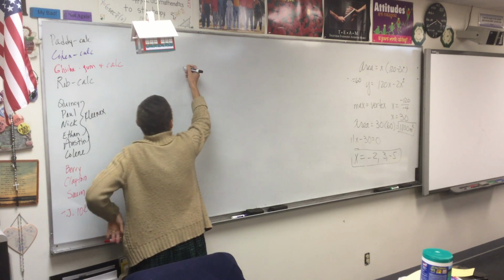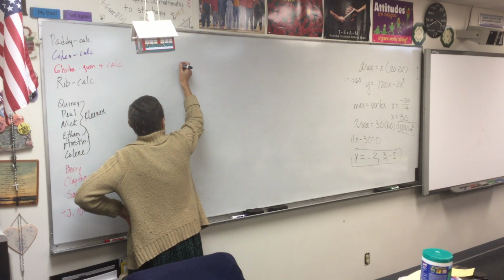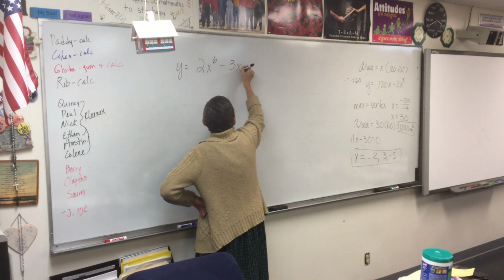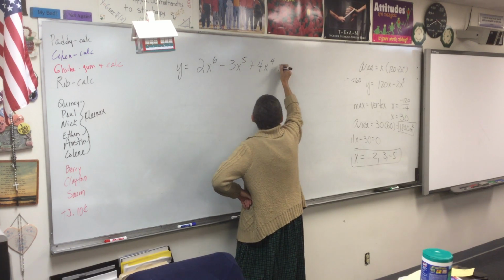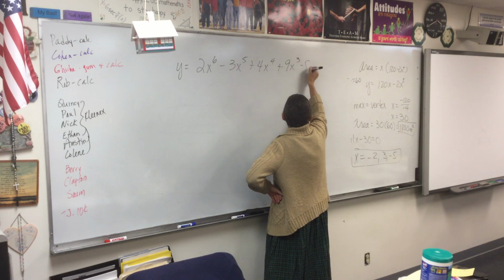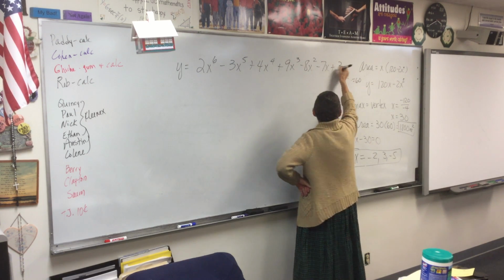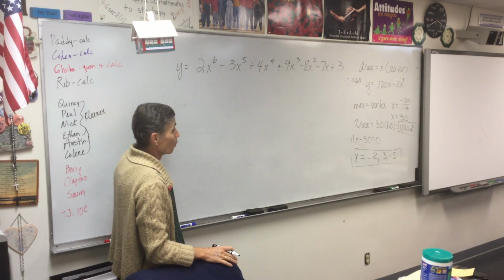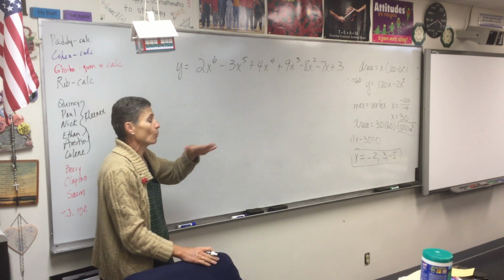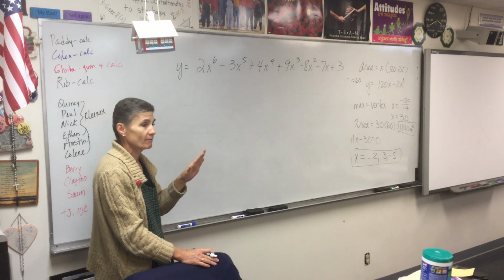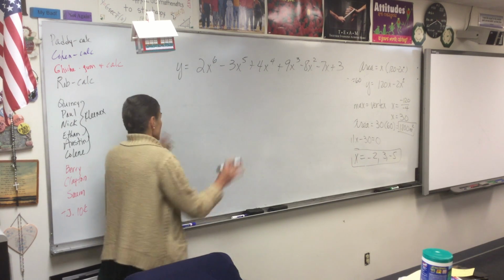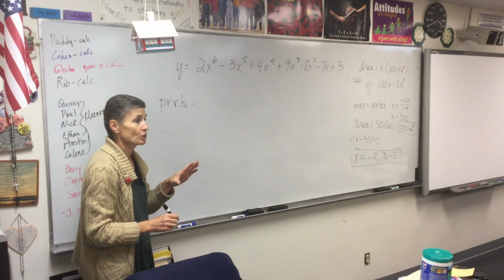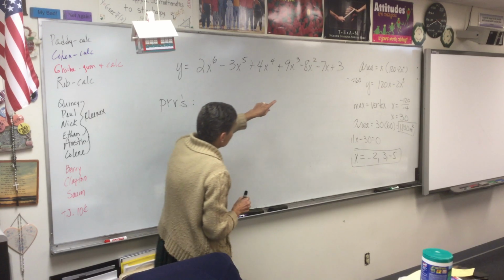If you have a polynomial function, let's say 2x to the 6th minus 3x to the 5th, 4x to the 4th, 9x cubed, 8x squared, 7x plus 3. Okay, there it is. Now, right now, panic is filling your heart because you're thinking, oh my gosh, this is going to take me forever. No, we're not going to find the zeros. What we're going to do is find the PRRs that you already know how to do, the possible rational roots, and what would they be in this problem?